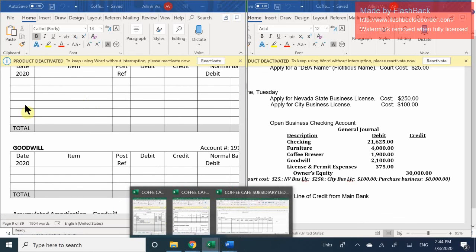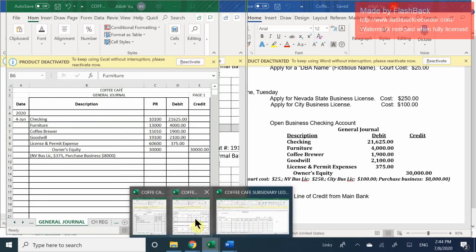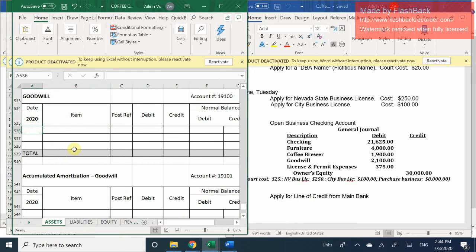And then we're going to indicate the date. Oops, wrong sheet. So we know that on June 4th, I'm going to write business name. It was my general journal number 1, first page. And how much did I put in my account? 2,100, and it was a debit. And the PR number is 19100.